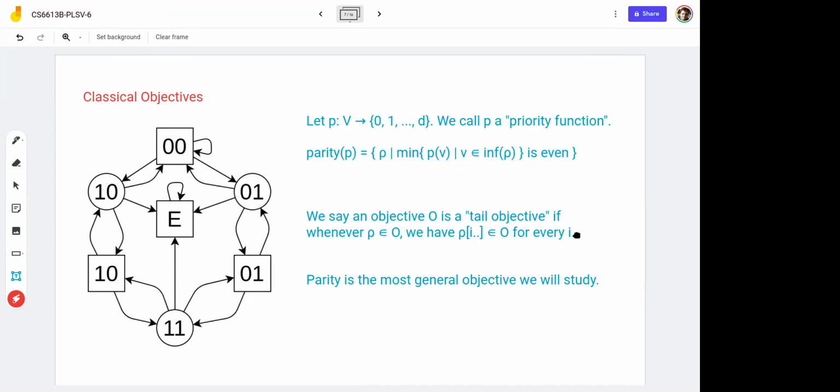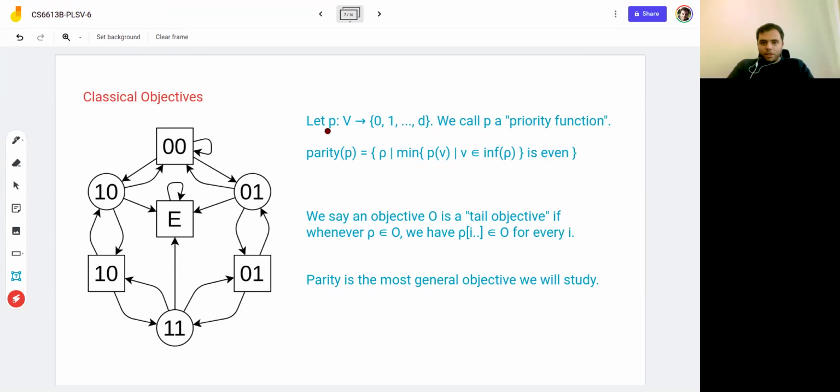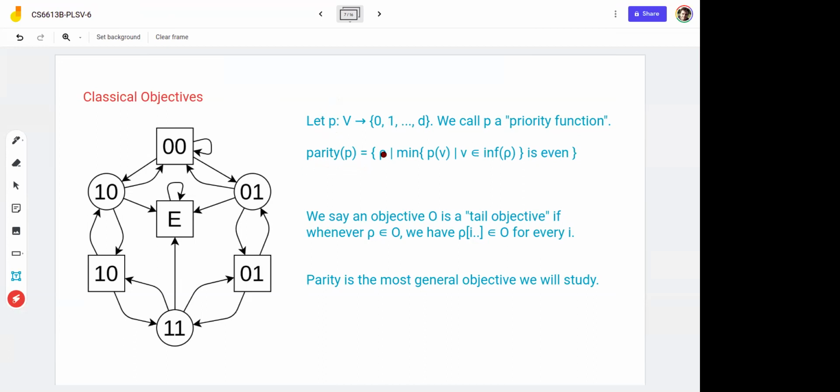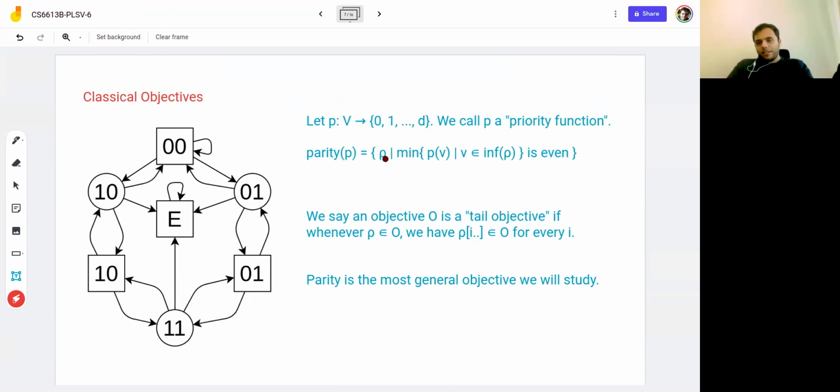Sorry, what do you mean by priority? Oh, priority is just this function. So I have a function P, which is assigning a priority to every vertex, right? I call this a priority function, and this is part of my input, let's say. And then I define the parity objective parameterized by this function P. So parity of P is the set of all infinite paths such that if you take the priorities that are visited infinitely many times in these paths, the smallest such priority is even. Okay, I got it. Thank you. Great.